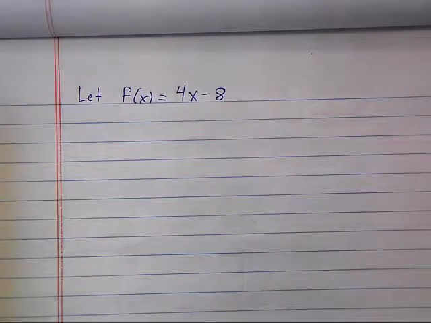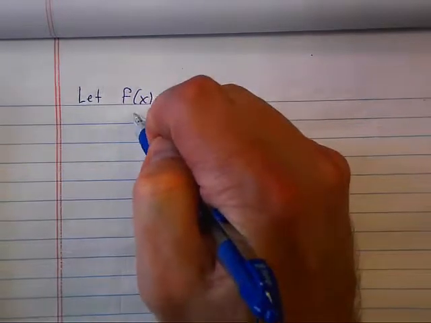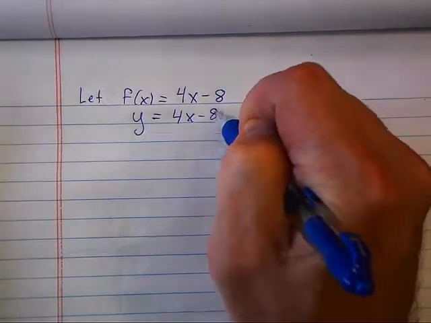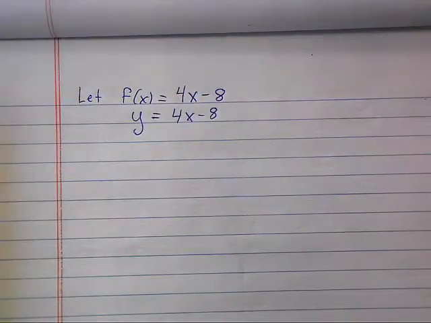What I want you to do is find the inverse of that function. How do you do that? You flip them around. That's exactly right. So instead of writing the symbol f of x, I'm going to write the letter y, just because it's easier to write. What does the inverse do?